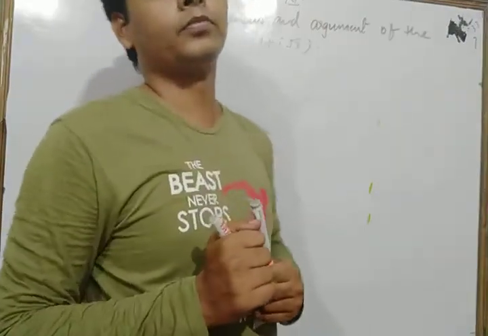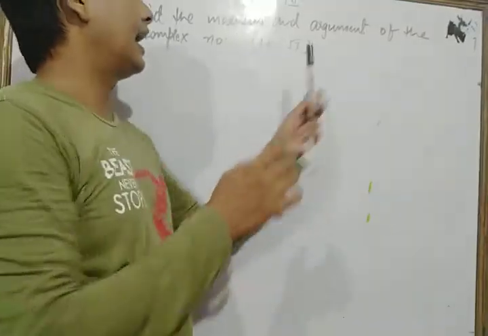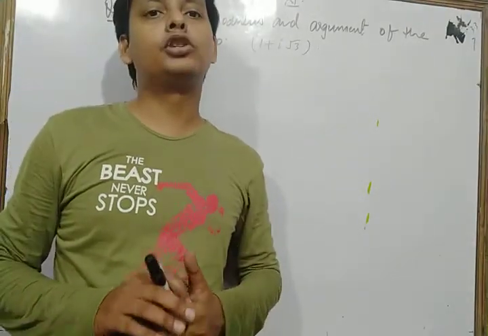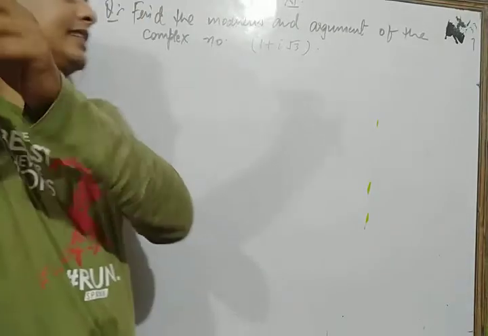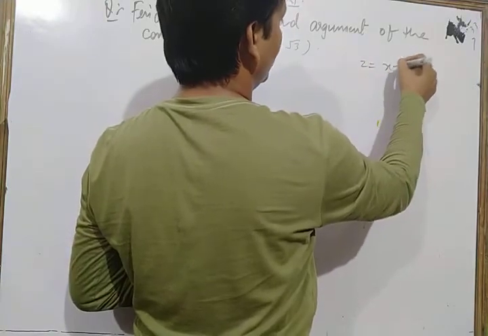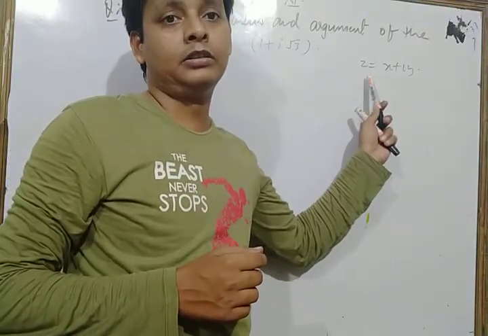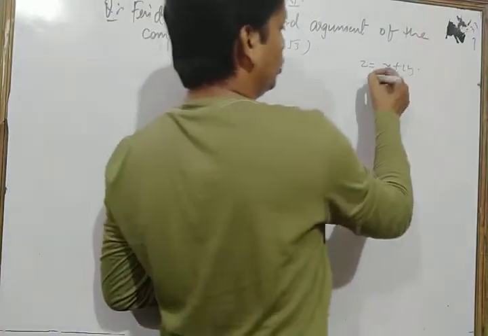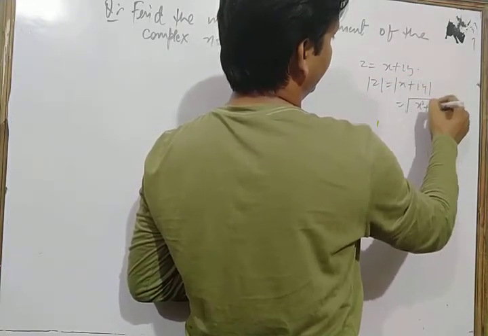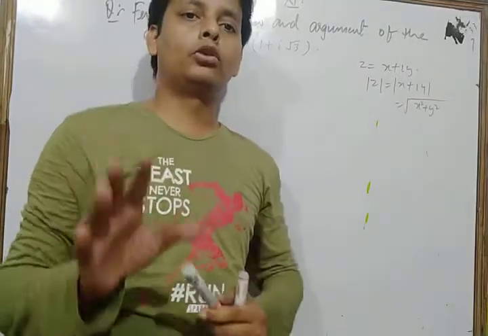Dear students, we find the modulus and argument of the complex number 1 plus i root 3. This is a very important question of your NCERT exercise. You know that if z is equal to x plus iy is any complex number, then the modulus of that complex number is equal to the square root of the sum of squares of the real part and its imaginary part. This is the concept of modulus of any complex number.